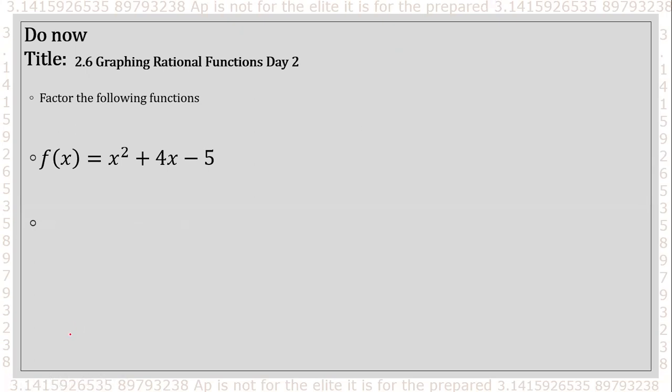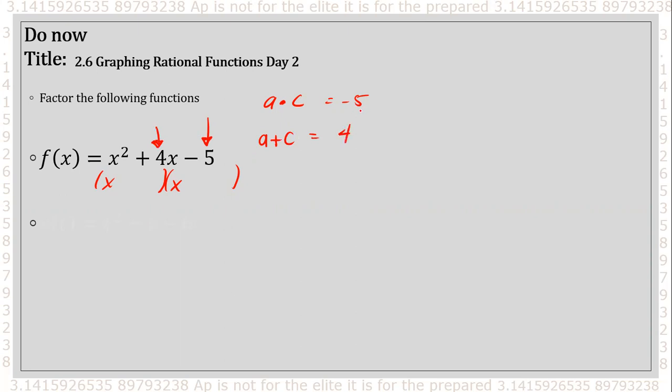When you factor these, you've most likely been taught to do guess and check, which works for some students. But the main idea is that you're looking for two numbers, an A and a C, that multiply to give you this -5, and when you add them together, they have to give you this 4 right here. So let's do that.